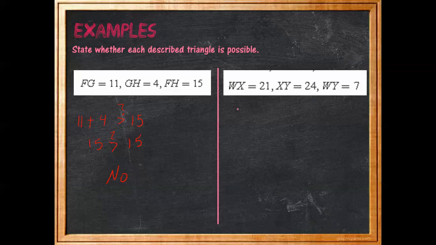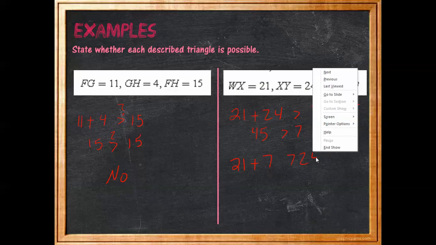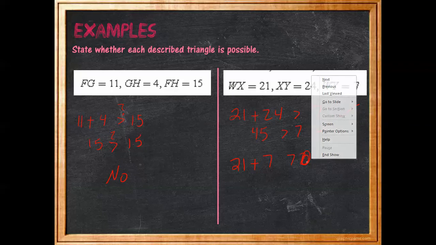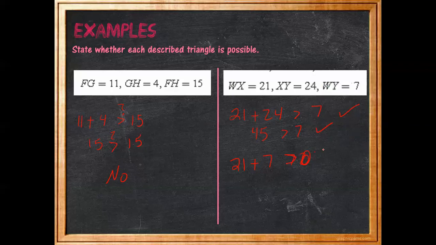On this one, when we're adding up the sides, 21 plus 24 is greater than 7. Now we know that's true, right? 21 is greater than 7, so anything you add to it is going to be greater than 7. But anyways, just to finish it out, that would be 45. So 45 is greater than 7. That's true. Now we want to do 21 plus 7 and see if it's greater than 24. So 28 is greater than 24.